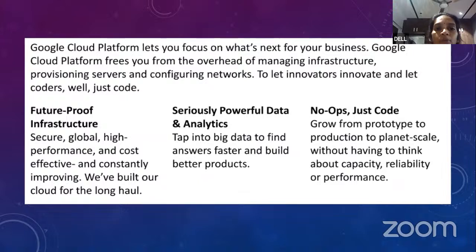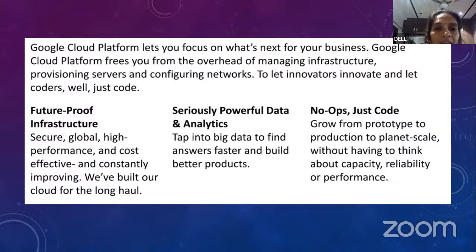Google Cloud Platform lets you focus on what's next for your business. Google Cloud Platform frees you from the overhead of managing infrastructure, provisioning services, and configuring networks, to let innovative coders just code. Here, the meaning of overhead of managing infrastructure is that if we want to run or build any application, we need not worry about how we will manage the infrastructure, how many computers or servers we have to purchase, or how we'll configure the networks. All these headaches Google won't give us.